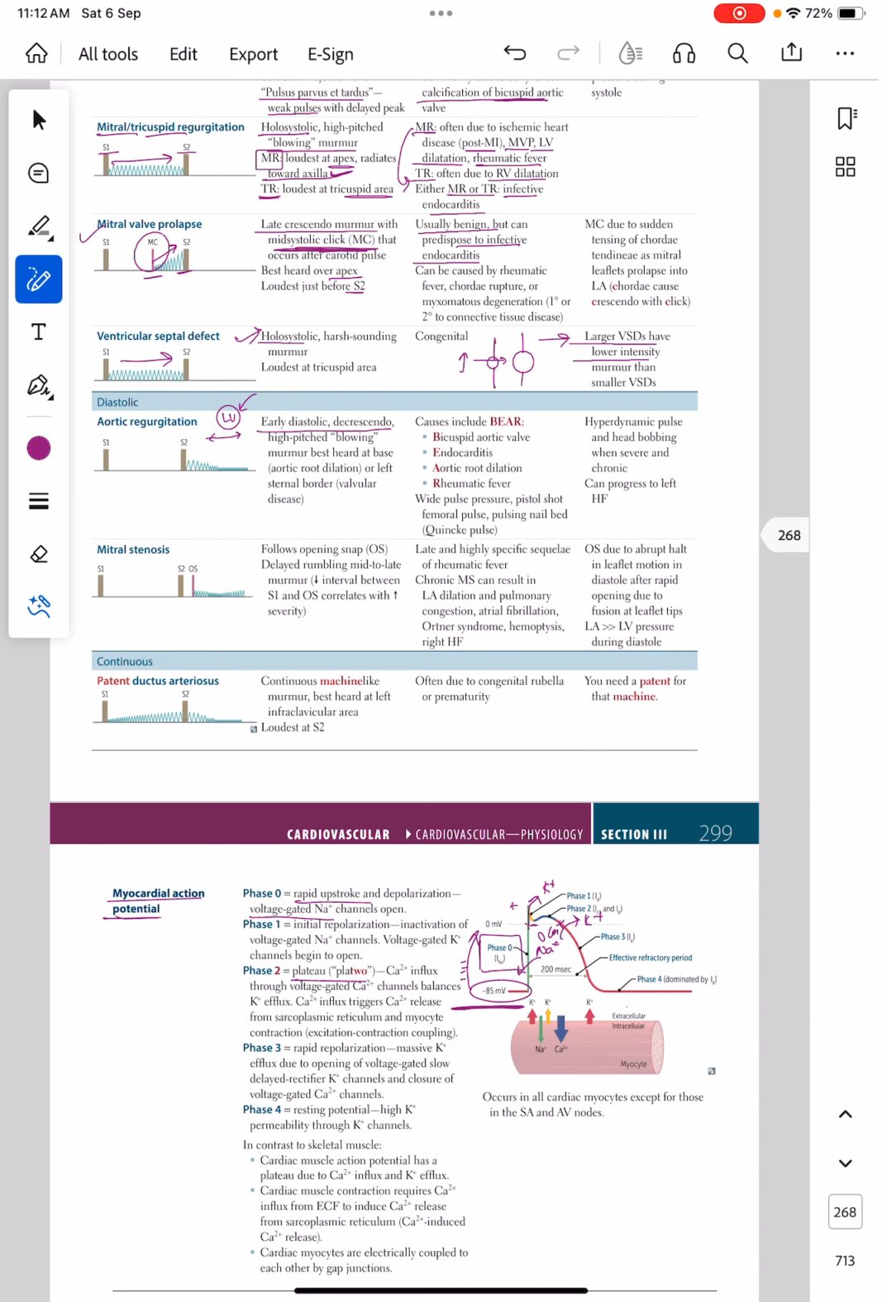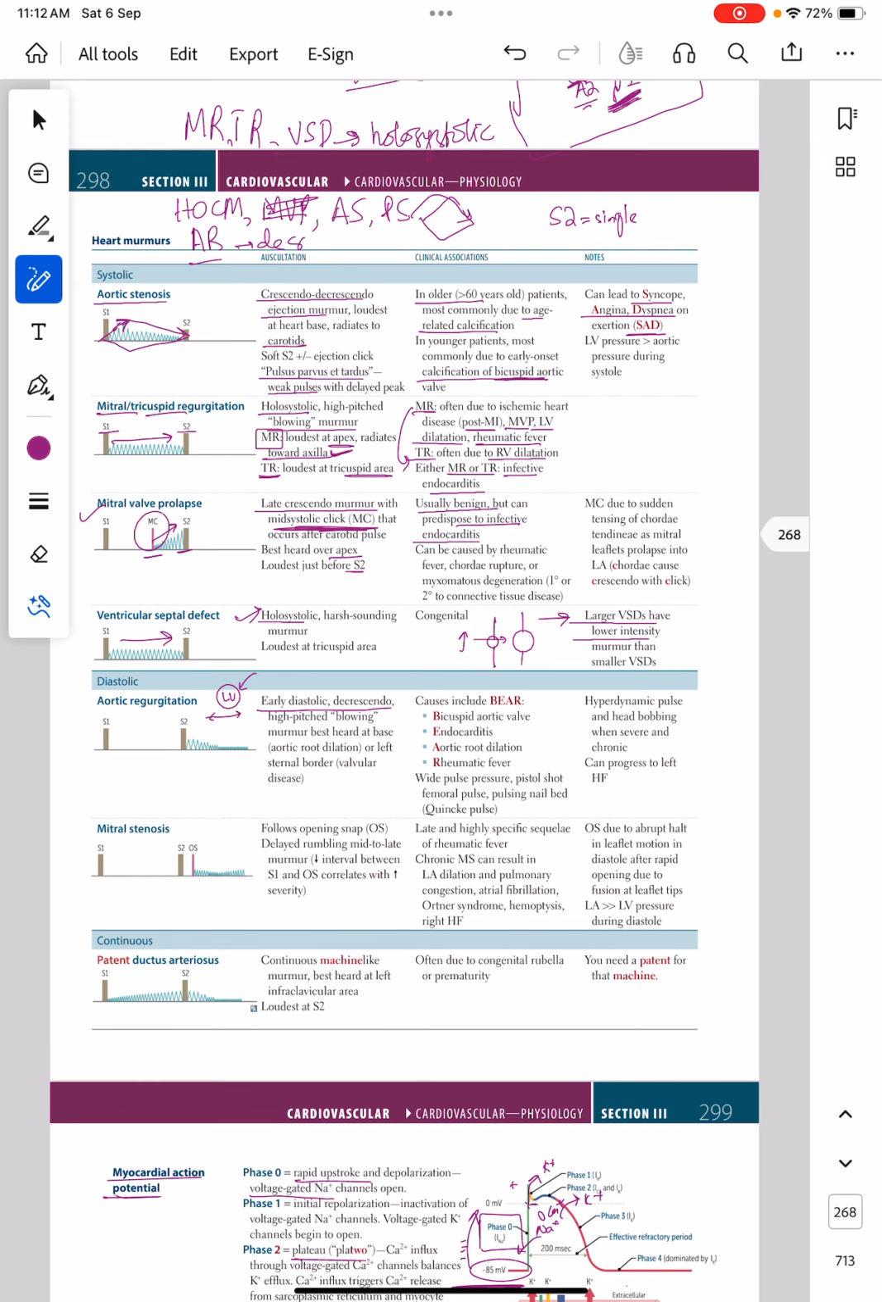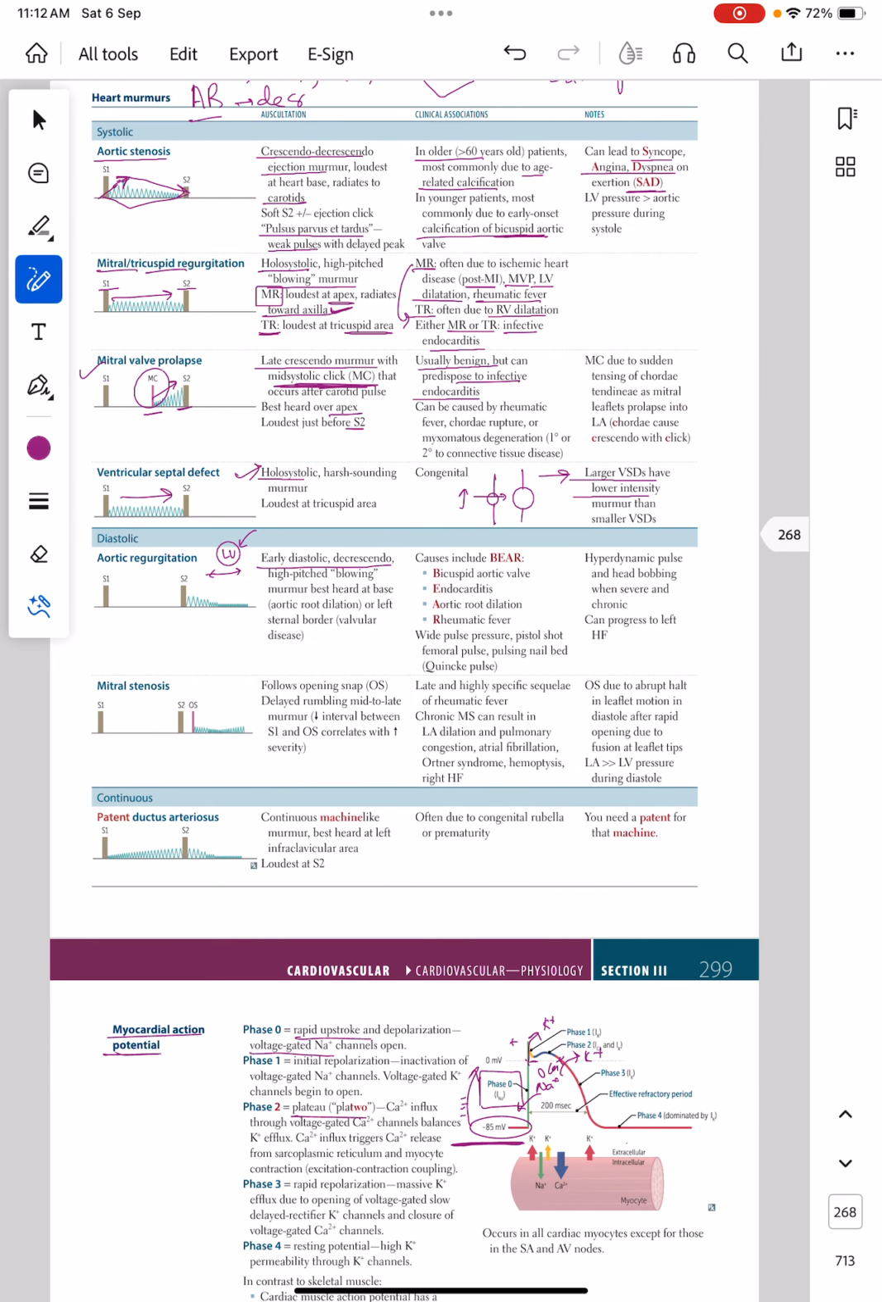Aortic regurg produces a decrescendo sound, and similarly mitral valve prolapse produces a late crescendo murmur. So do not confuse these two. One is diastolic and the other is systolic, and one has a mid systolic click and the other has no click. So it is an early diastolic decrescendo high pitch blowing murmur, heard at the aortic root and the left sternal border. So what are the causes?